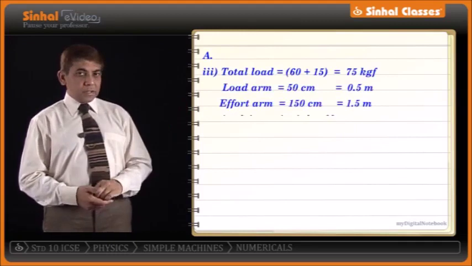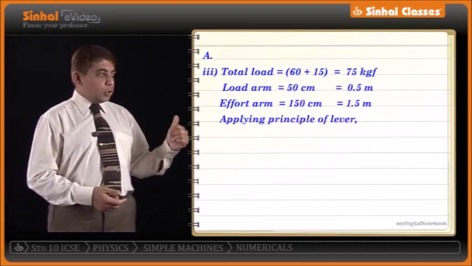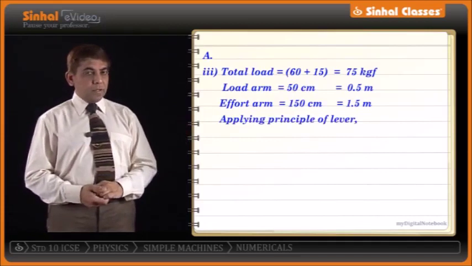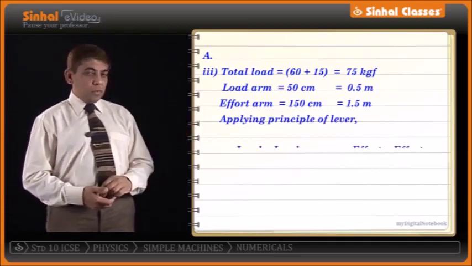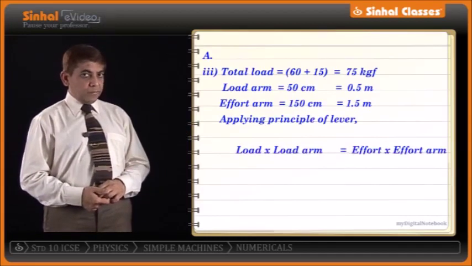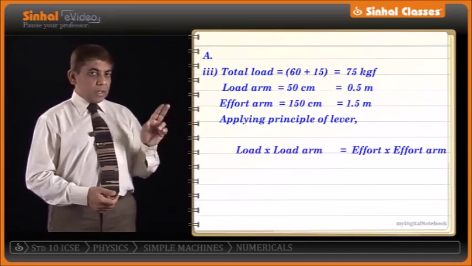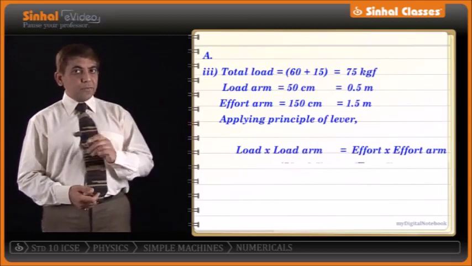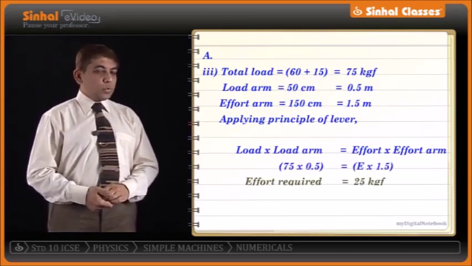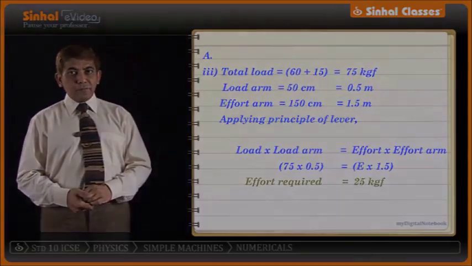Applying the law of levers, we have load into load arm is equal to effort into effort arm. Substituting the value, 75 multiplied by 0.5 is equal to effort multiplied by 1.5. We get the effort required as 25 kgf.